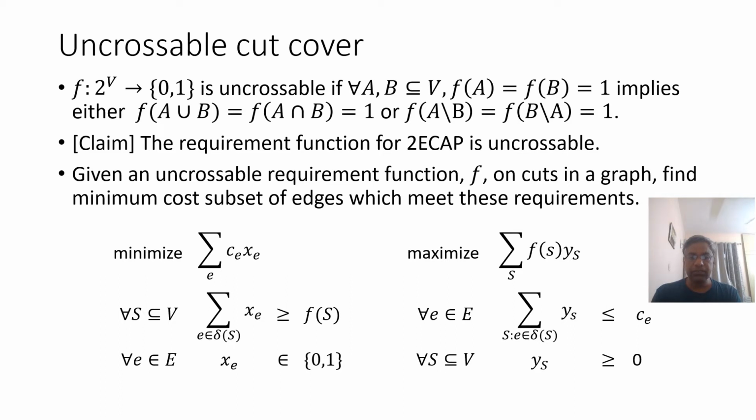If I take any set of vertices, then the sum of x_e for e belonging to delta S will be the number of edges in delta S which go across the set that we have picked, and that is at least as large as the requirement of the set.